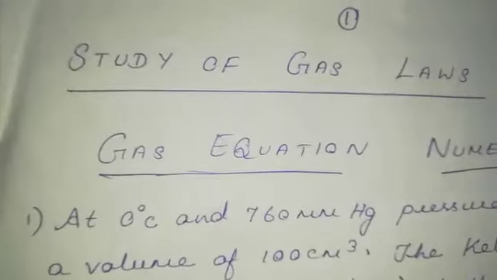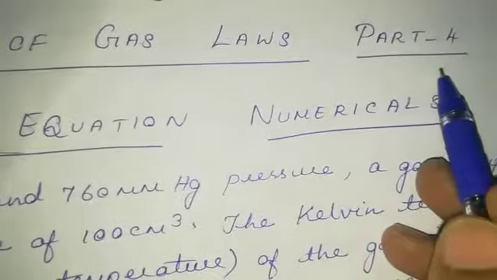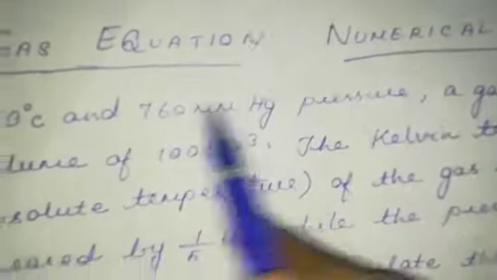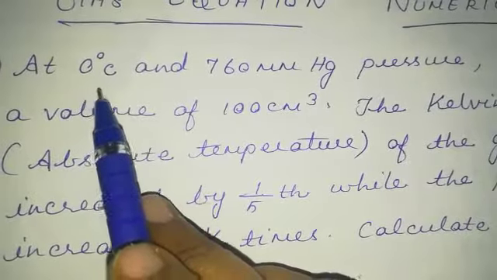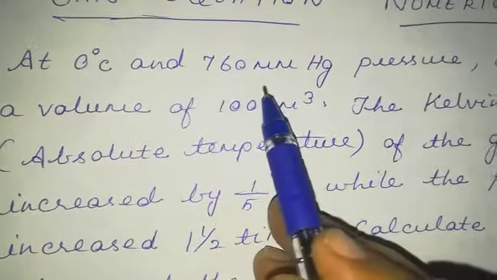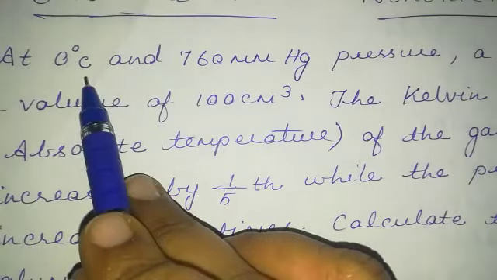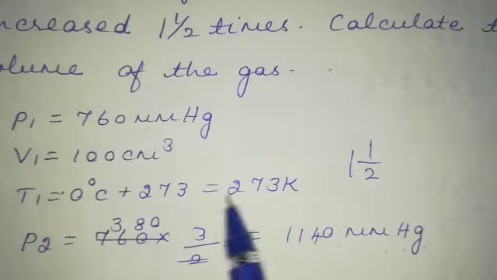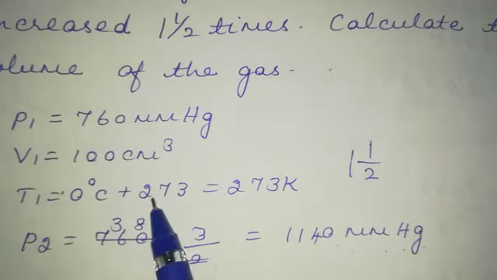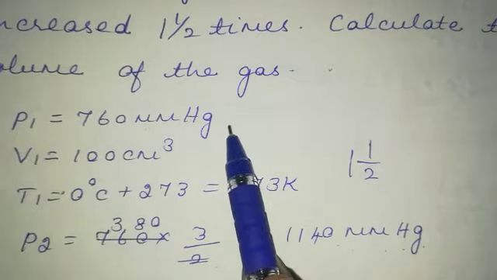Hello students, in today's class we'll study gas laws, part 4, numericals based on the gas equation. We'll see the first problem: at 0 degrees Celsius and 760 mm mercury pressure. So your temperature T1 is 0 degrees Celsius, which you convert into Kelvin: 0 plus 273 gives 273 Kelvin, and the pressure value is 760 mm mercury.